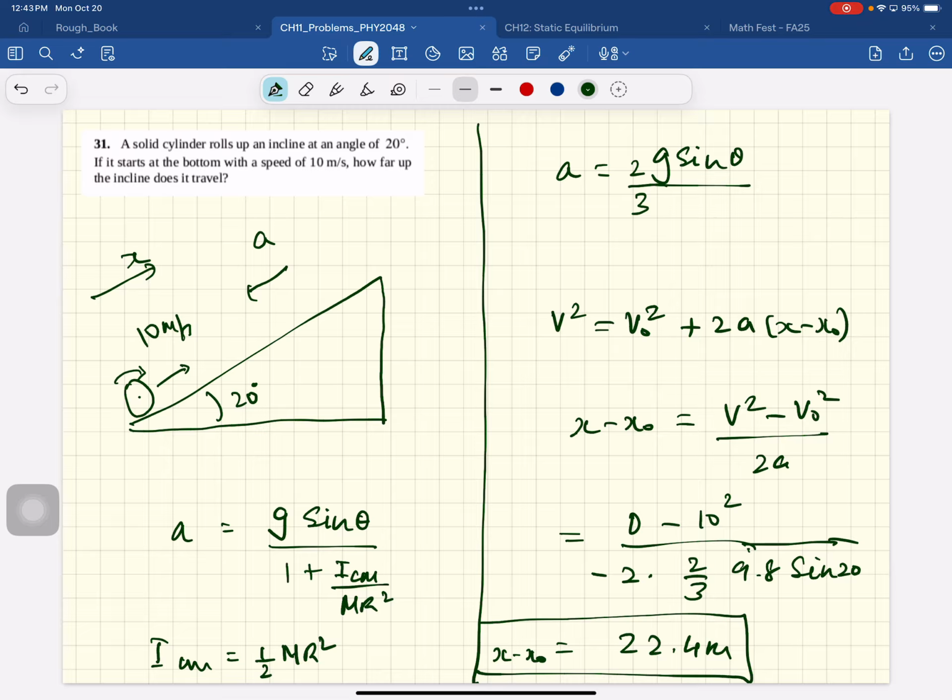Okay, and 10 meters per second, do you have any sense of what that speed is? That's how fast Usain Bolt runs. That's 25 miles an hour. So if you start the cylinder up an incline at that speed, and if you have an incline from that roof to the bottom, it'll reach the top.